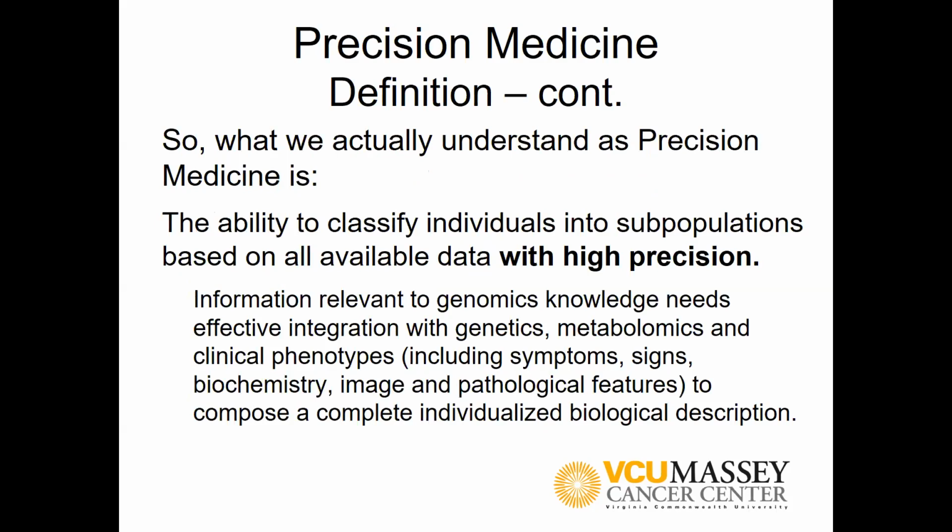So now the new definition of precision medicine is the ability to classify individuals into subpopulations with a higher precision than before. And that's where we see medicine going, not just in cancer, but now in diabetes and a lot of other diseases.